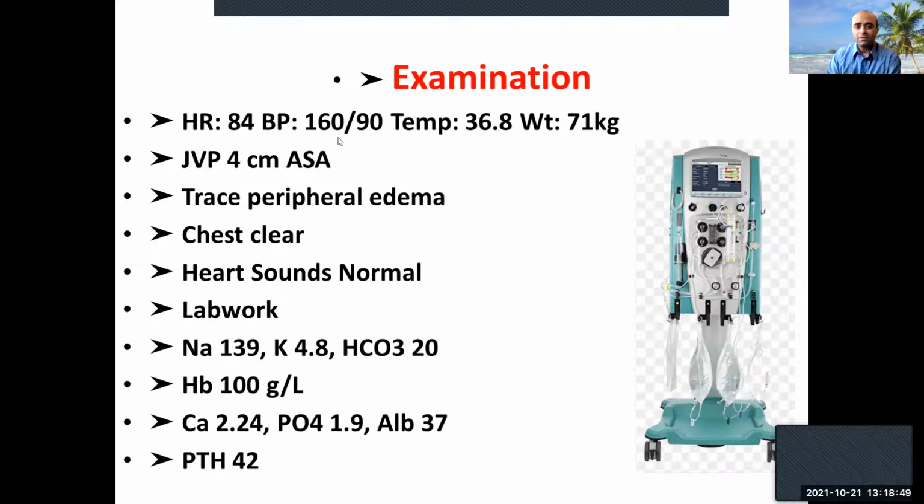Examination: his heart rate is okay, blood pressure is okay, 160 over 90, which is good for dialysis. His weight is 71, JVP 4 centimeters, there is peripheral edema, a little bit of volume overload, chest is clear, heart normal. Labs: potassium 4.8, bicarbonate 20, hemoglobin 100, calcium 2.2, other electrolytes are okay, phosphorus a little bit elevated at 1.9, PTH is high, normal is up to 7.